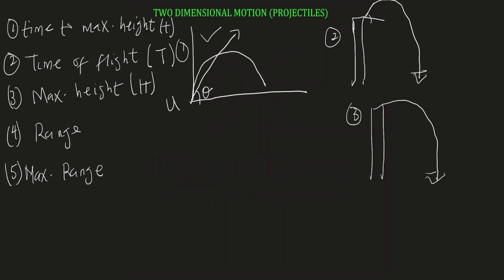When an object is projected at a particular angle and it returns to the point of projection. So I'll stick with this to explain each of the parameters. Now let's start with time of flight.